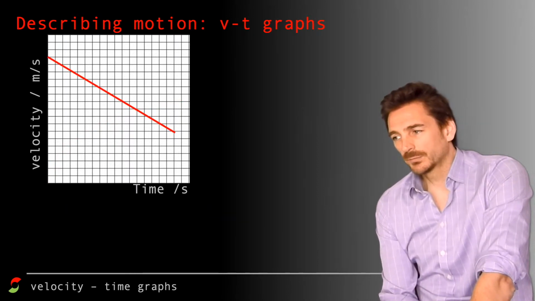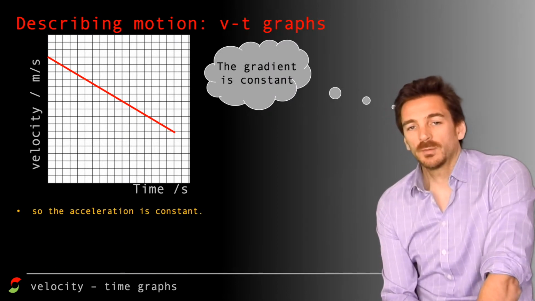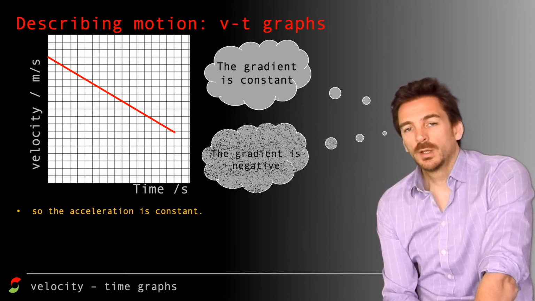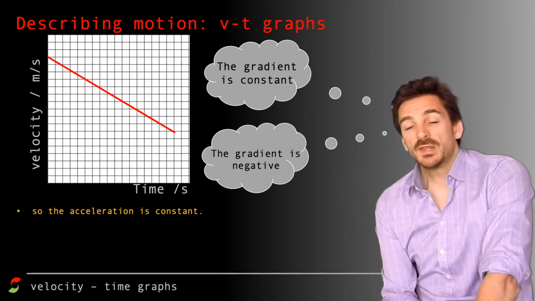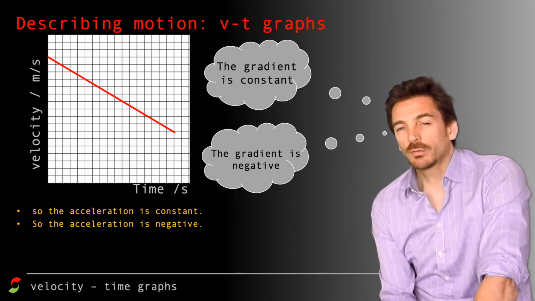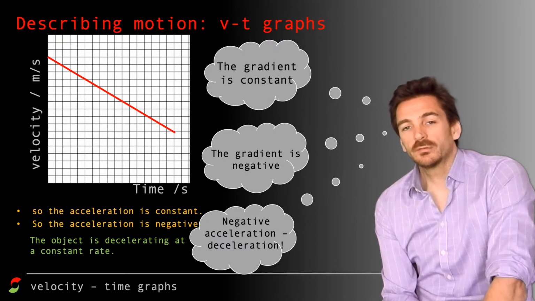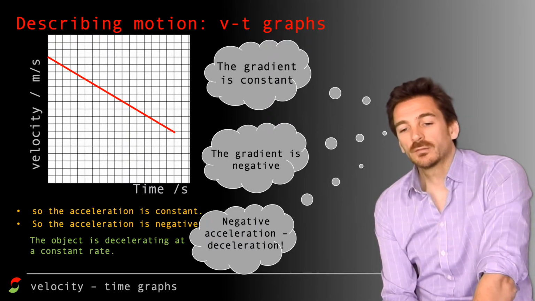Look at this one, same thought process, constant gradient. That means it's a constant acceleration. Also thinking, well, it's negative, so that means the acceleration is negative. I need an extra thought process here. What does negative acceleration mean? Well, that means deceleration. So this is a constant deceleration for this object.